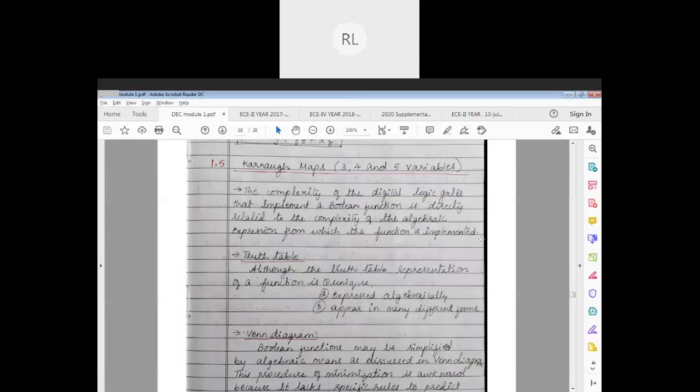The complexity of a digital logic gate that implements a Boolean function is directly related to the complexity of the algebraic expression from which the function is implemented. So, just like how we use Boolean algebra here, in the same way we use K-map.